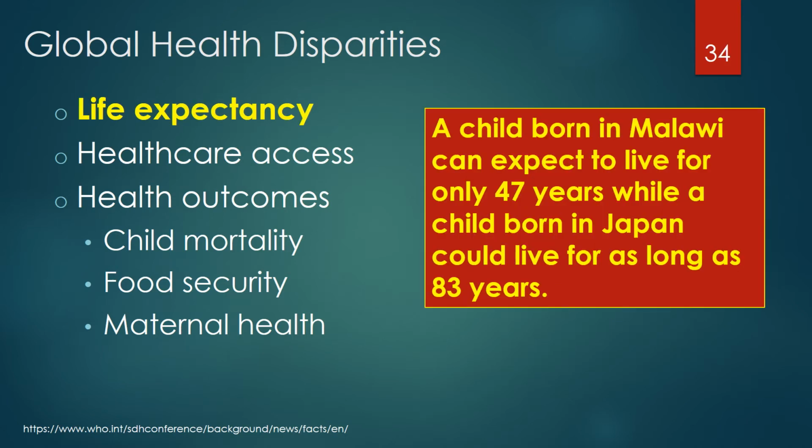For an example of disparities in life expectancy, a child born in Malawi can expect to live for only 47 years, while a child born in Japan could live for as long as 83 years. There is no biological or genetic reason for these alarming differences in health and life opportunities.